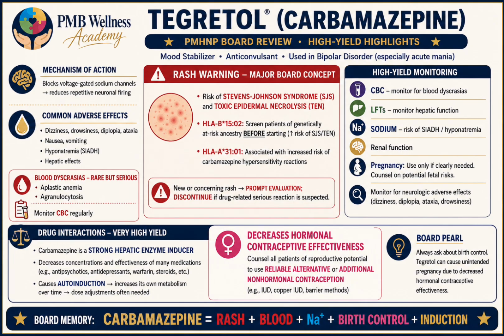Another major warning is hematologic toxicity. Tegretol carries a black box warning for aplastic anemia and agranulocytosis. Remember the CBC. Patients should always know to report symptoms that could indicate a serious hematologic problem, such as fever, sore throat, unusual bruising, or signs of infection.